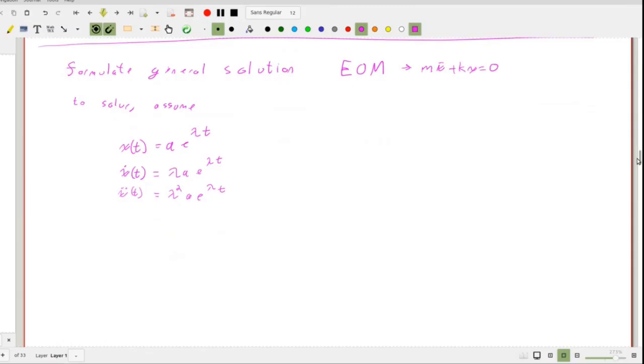So that breaks down pretty simply to, so our equation of motion is m λ² A e^(λt) plus k A e^(λt).